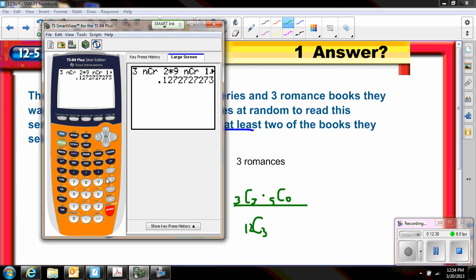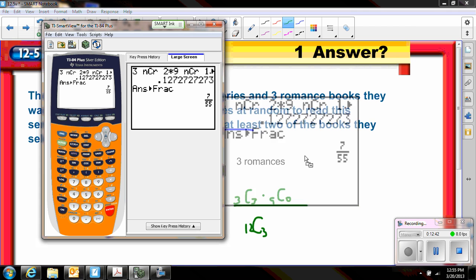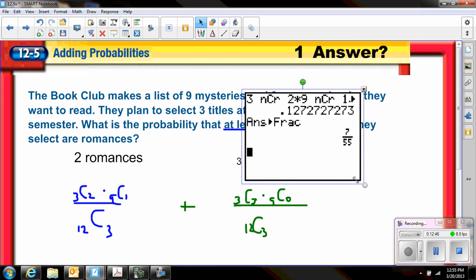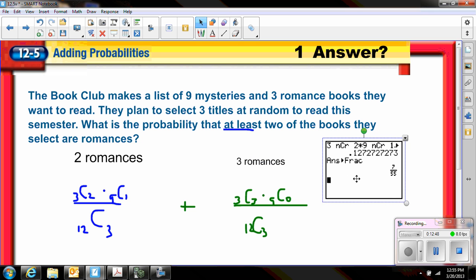0.127, or about 12.7%. Let's see if we can get this as a fraction. 7 out of 55. So given 9 mysteries and 3 romance books, the probability of reading at least 2 romances in a semester is a little below 13%, or 7 out of 55.